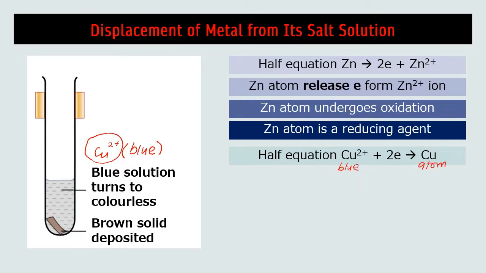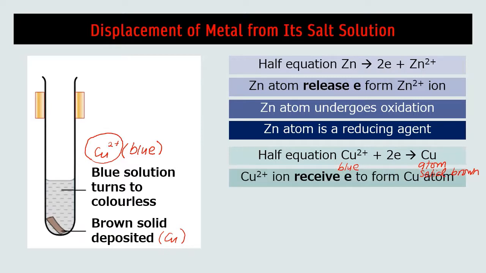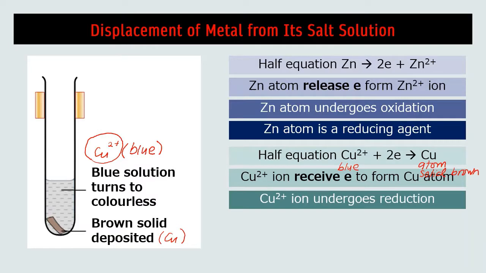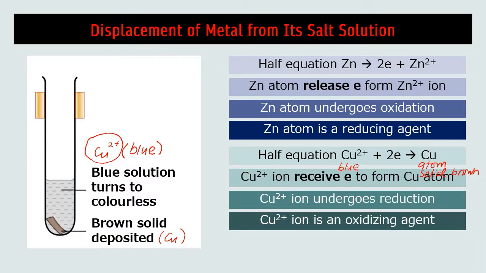Note that when copper atom is formed, it is in the form of solid. The color of copper atom is brown. So therefore, we know the brown solid deposited is actually copper atom. Copper ion is said to undergo reduction reaction, and copper II ion is also an oxidizing agent.